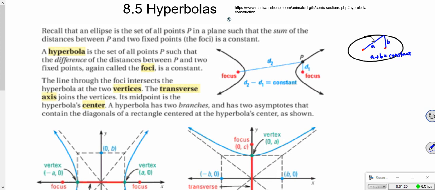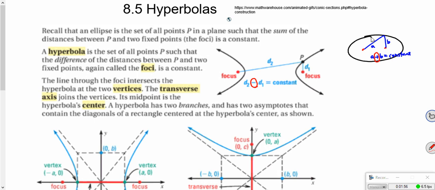Hyperbola, notice, is the set of all points such that the difference of the distances between P, which is a point on the hyperbola, and two fixed points, foci, is constant. So this, I want to point out, is a plus. This over here is a minus. That's the difference. So hyperbolas kind of look like two parabolas. They're not really parabolas, but they kind of look that way.